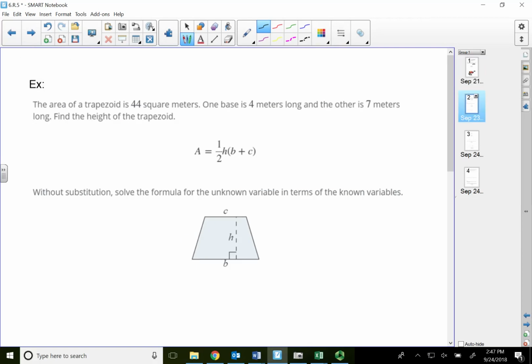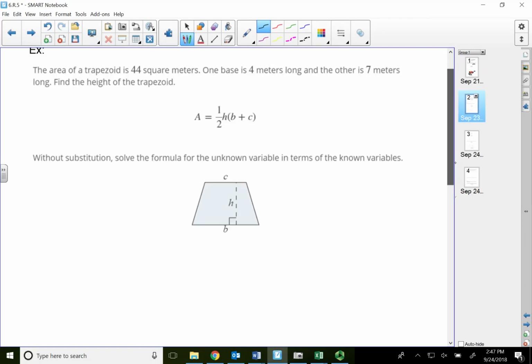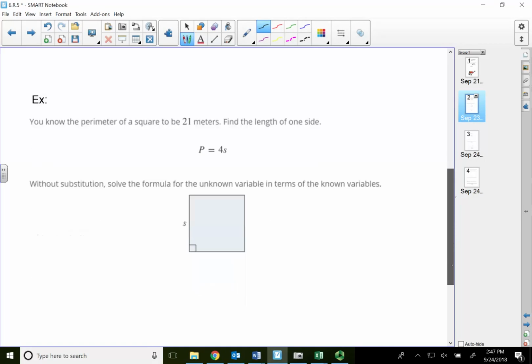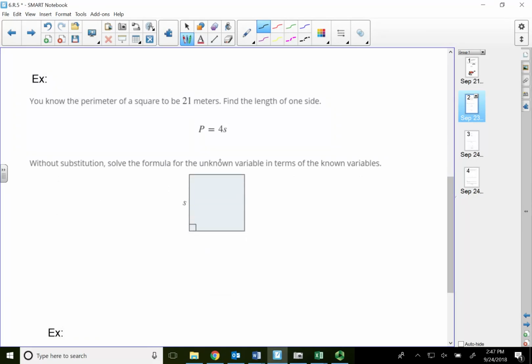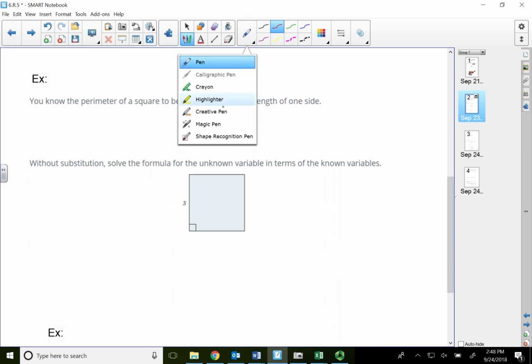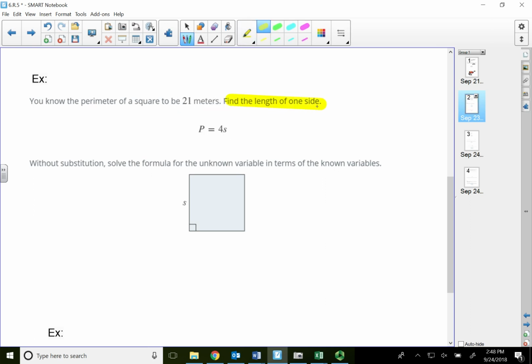I'm going to skip around a little bit, trying to find the easy one. Let's do this one. Use your handout. Let's take a look at this particular one. The perimeter of a square is to be 21 meters. Find the length of one side. As you can recall, the perimeter of a square is P equal to 4 times the side. So this problem wants me to solve for the side, S.